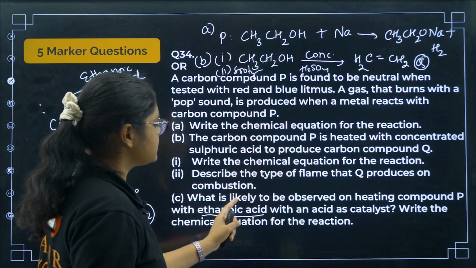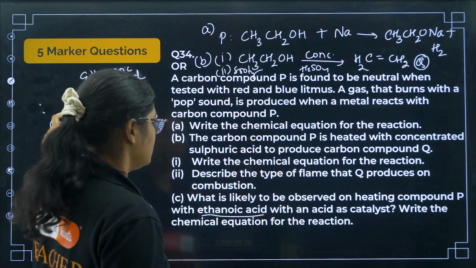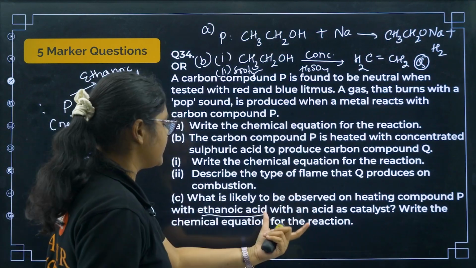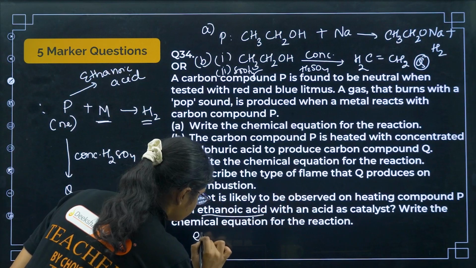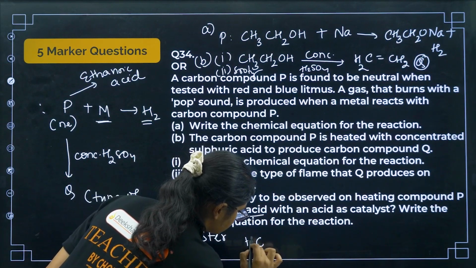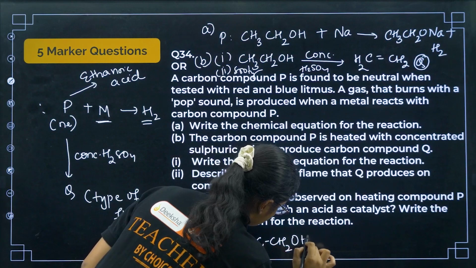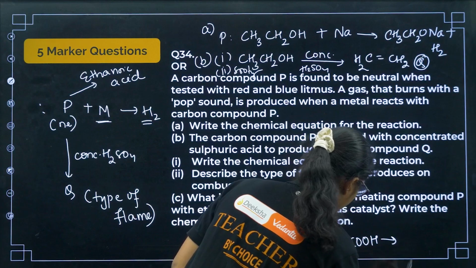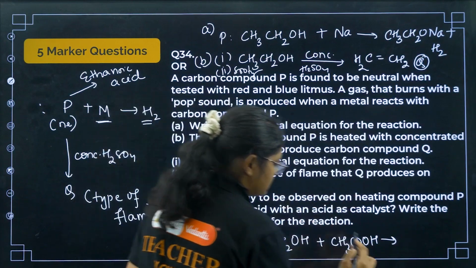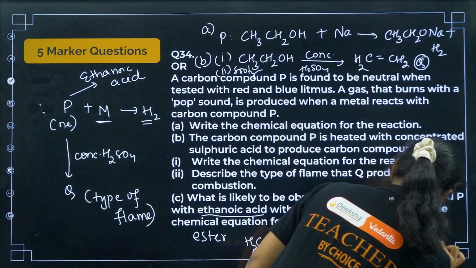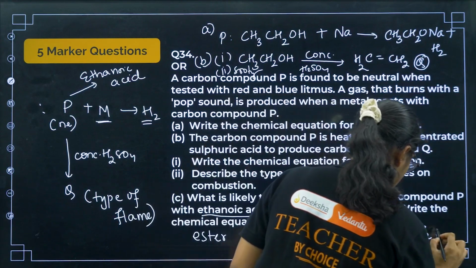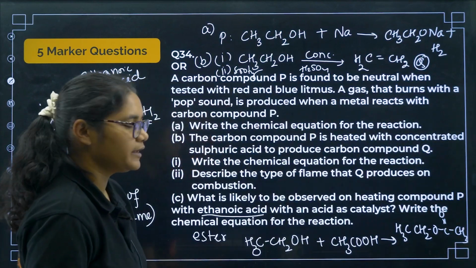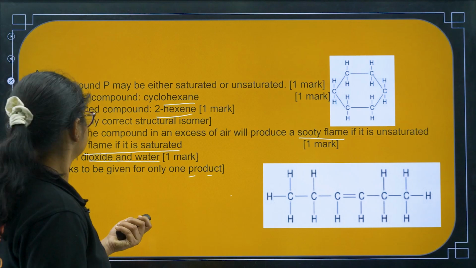Okay. Next, what is likely to be observed on heating the compound P with ethanoic acid with an acid as catalyst? So what will you observe? Ester formation. Write the chemical equation for this reaction. If I write the reaction for that one, CH3CH2OH, okay, so we have CH3CH2OCOCH3. Okay, so that is your ester group. So you can see all the answers here.